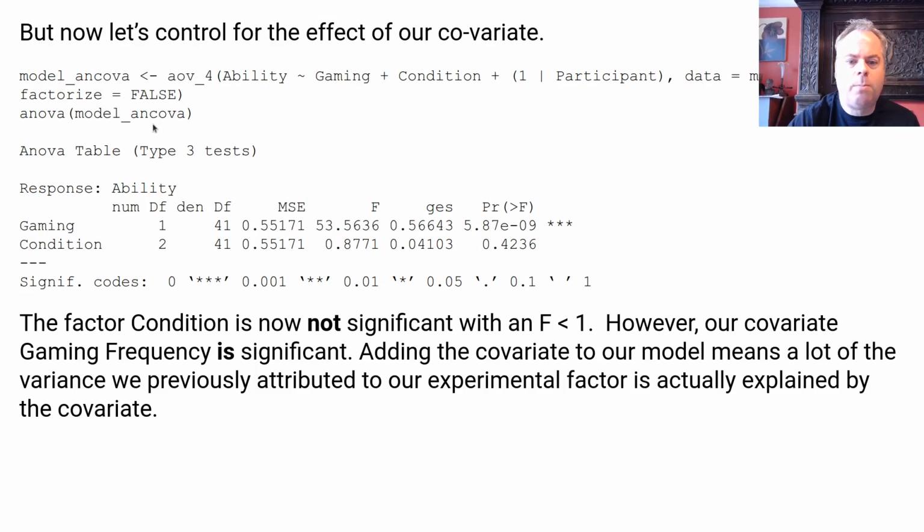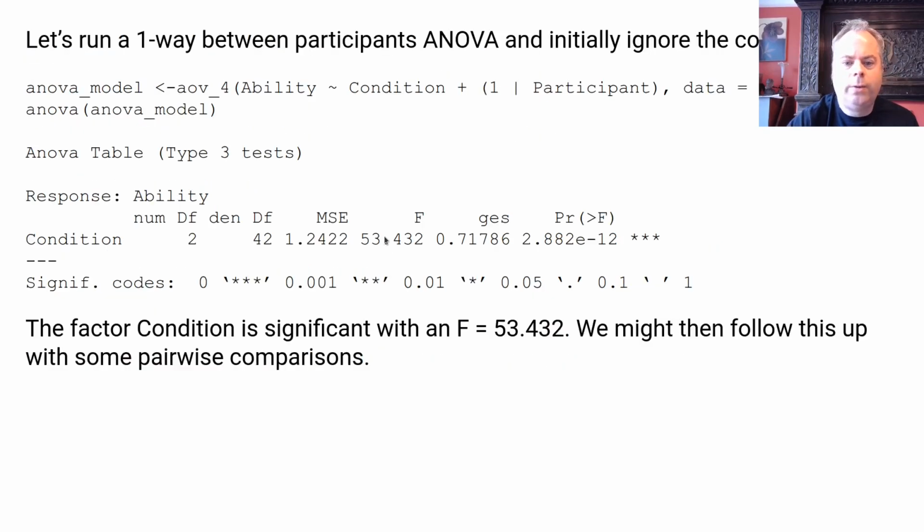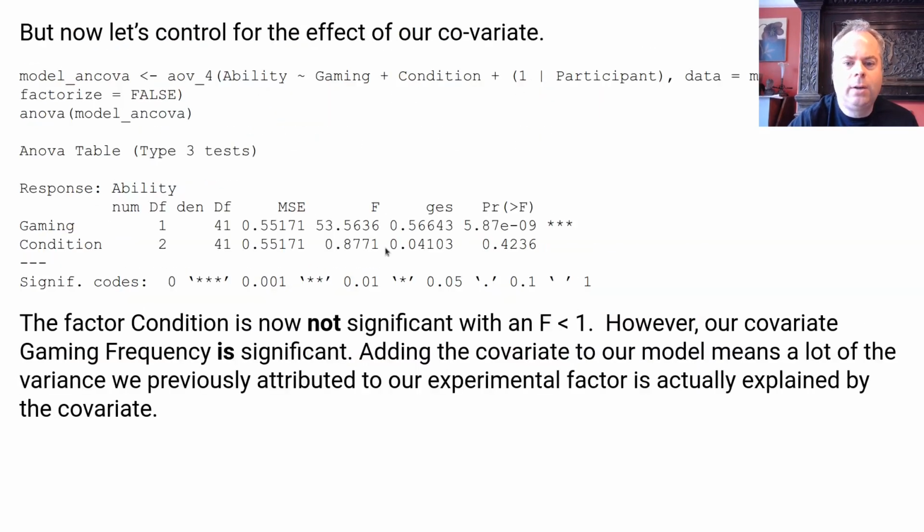And I ask for a model ANOVA output, and we see now that the F value for condition that previously was 53.432 is now less than 1. So the effect of condition is no longer present. And actually, the effect of gaming frequency is significant. The F value associated with that is 53.56.